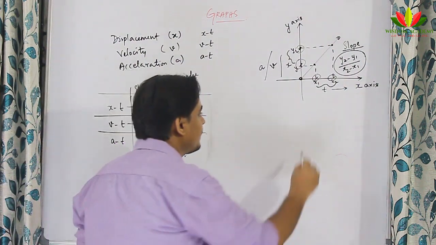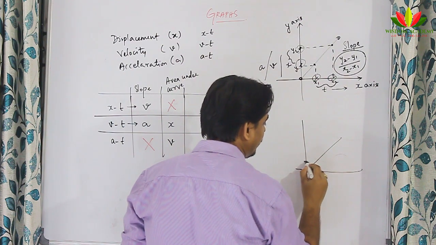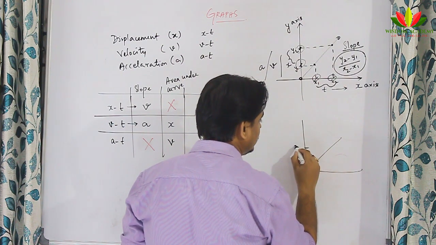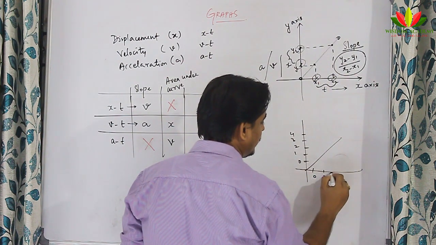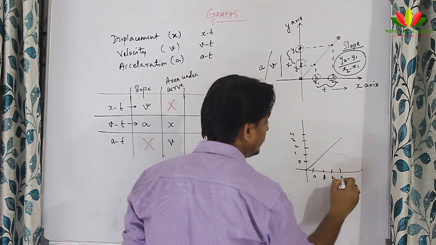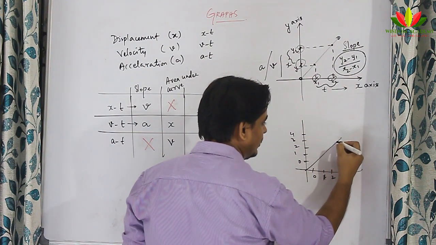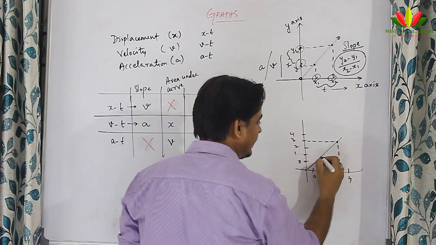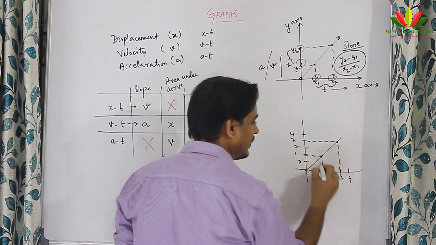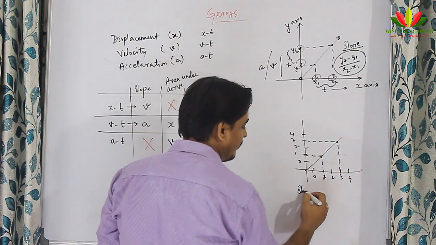For example, if I have a line like this, and on the y-axis I have 0, 1, 2, 3 and 4, and on the x-axis also I have 0, 1, 2, 3 and 4. I just take 2 points. One point I have taken here, and one point I have taken here. So now I know how to find the slope. What will be the slope of this?